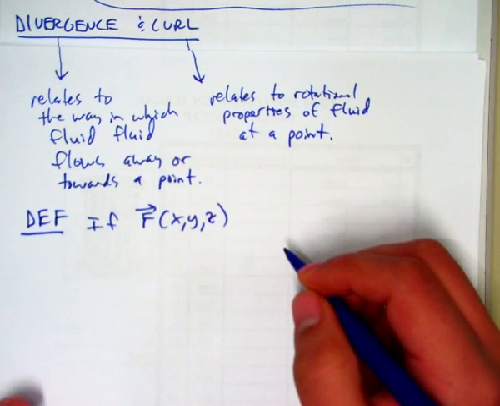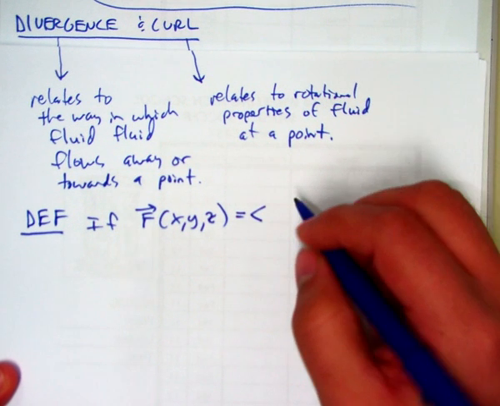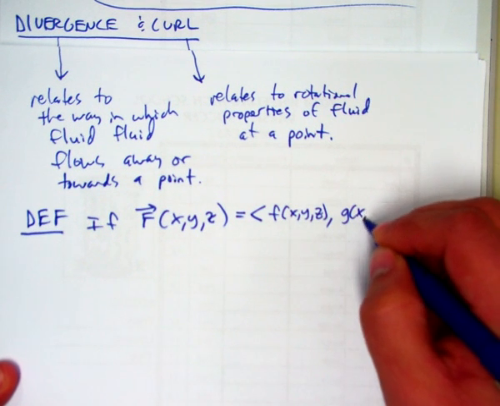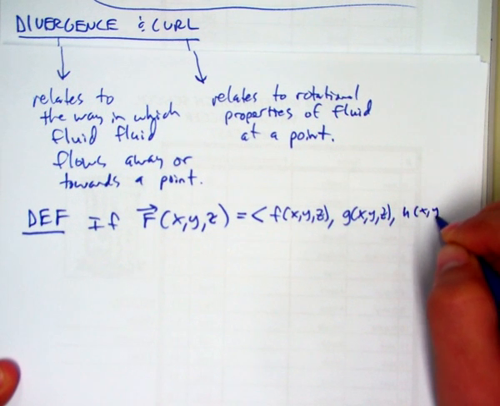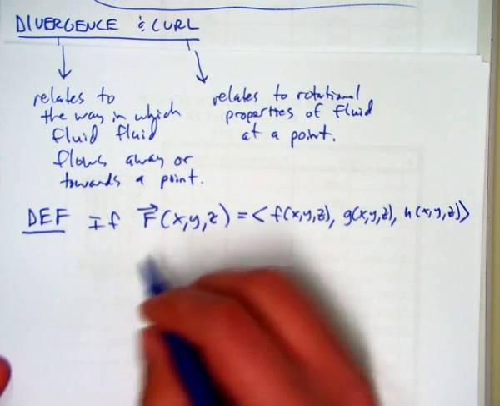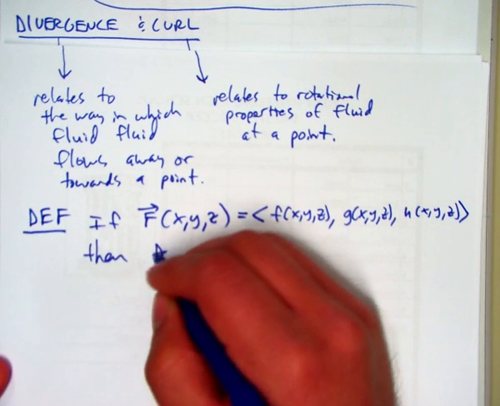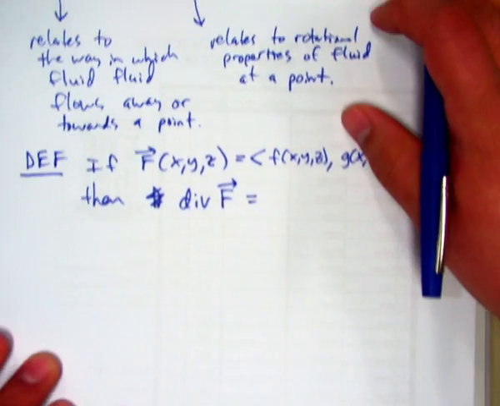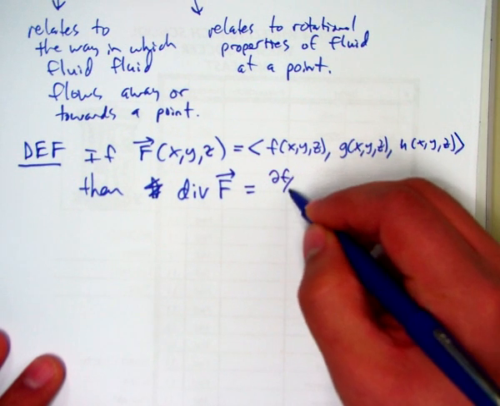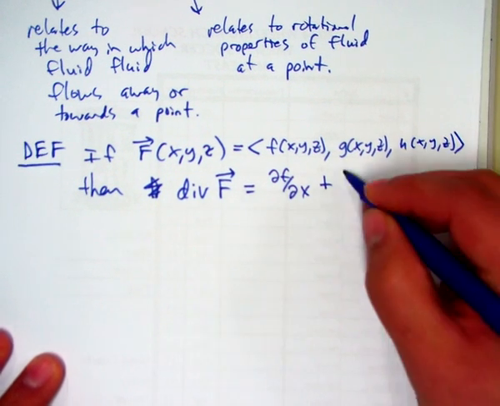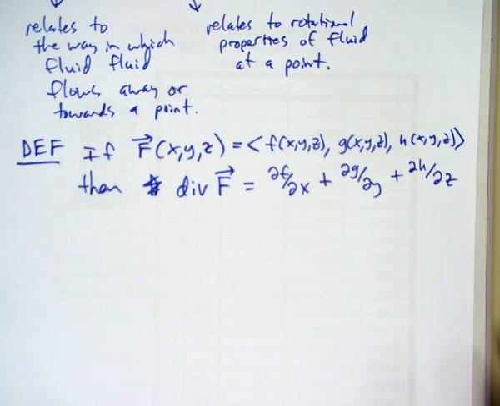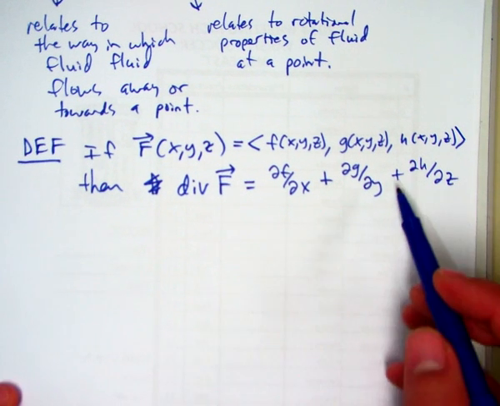So if we have a vector field in terms of x, y, and z, we're going to have three components. We'll call them little f, without a little vector symbol to avoid confusion, little g, and little h. The divergence is abbreviated div, and then we just do del dot F. The calculation is actually a pretty simple one. You do partial f, partial x, and you sum the partial derivatives: partial g, partial y, partial h, partial z. This is the definition for the divergence of a vector field. All you have to know is that this is how it's calculated for now.